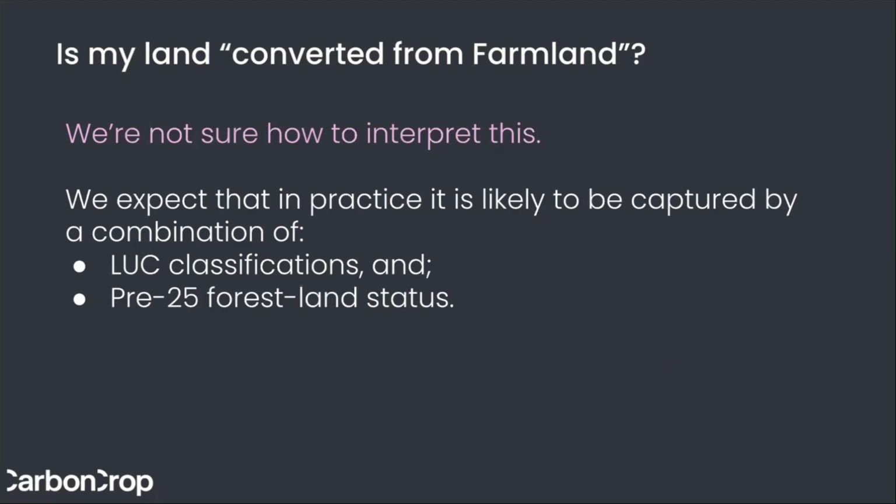Right, so is my land converted from farmland? This is a phrase from a couple of the bits of guidance. We're not really sure how to interpret this. Our expectation is that in practice, it's probably going to be a combination of the land use classifications and the pre-25 forest land status. So if your land was LUC 6 on the 4th of December and it's not forest, it's probably farmland, because that's what the LUC definitions are, that it's suitable for farming. There may be some future exemption for scrub, we don't know, but our working assumption would be not.